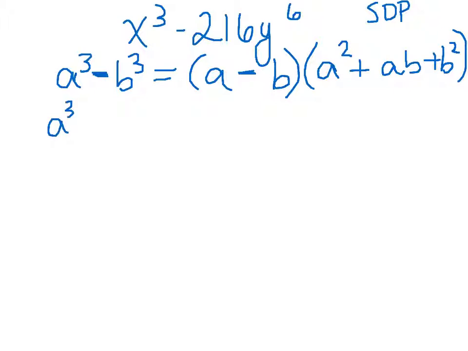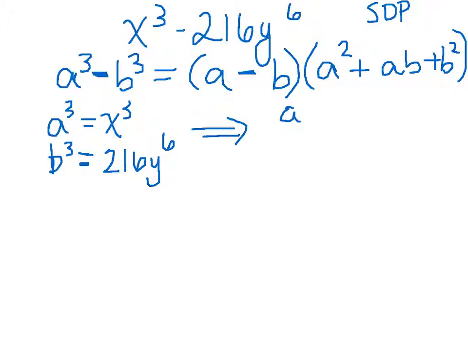And for my original problem, I'm going to identify the a cubed. The first term is x cubed. I'm going to identify the b cubed, which is 216y to the 6th. Notice I'm not paying any attention to the sign of 216. That's going to be taken care of in our pattern when we have the sign in there.